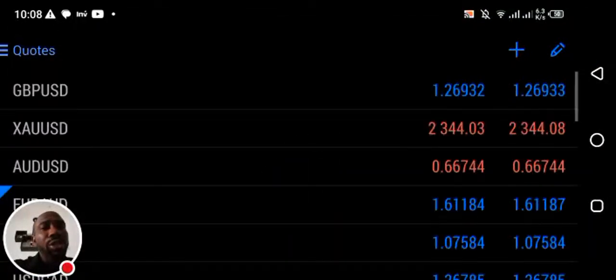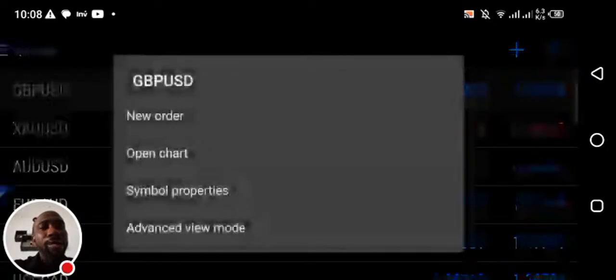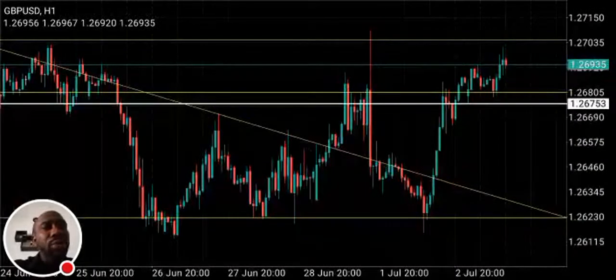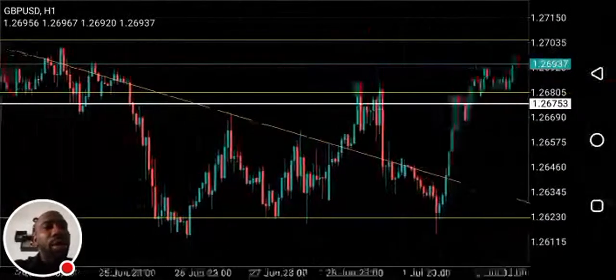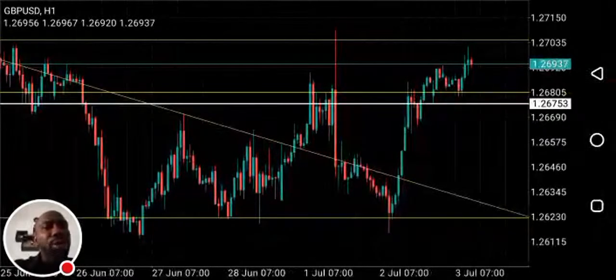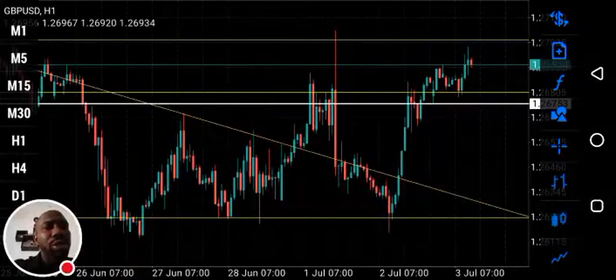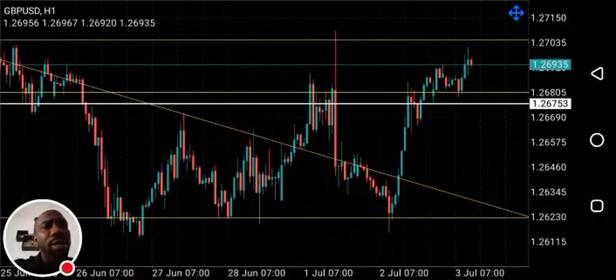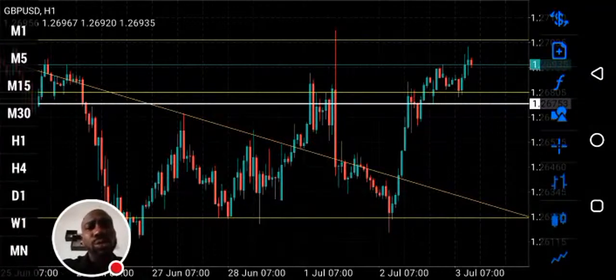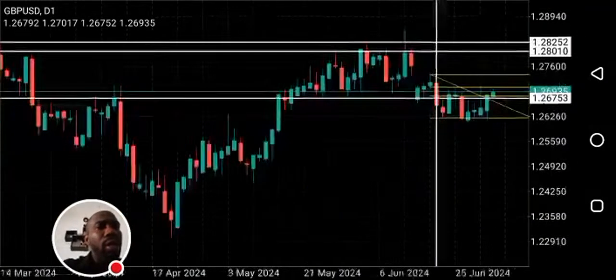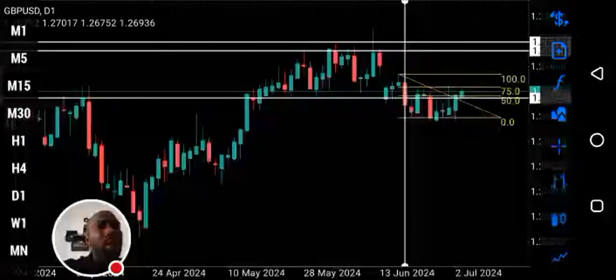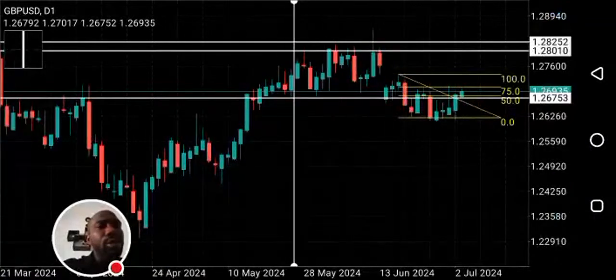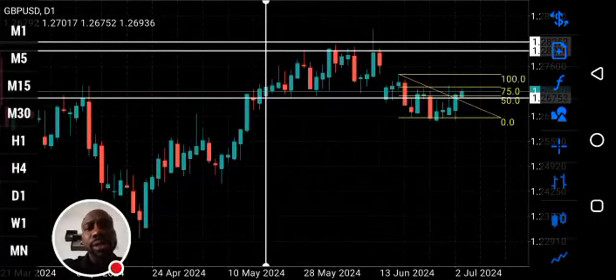So let's start with GBP USD. My bias for GBP USD today is bearish. What's happening on GBP USD? GBP USD has been bullish. Yesterday was bullish. Let's start with the daily time frame. I think yesterday's candle closed bullish, and since the open of the market, it has been bullish.